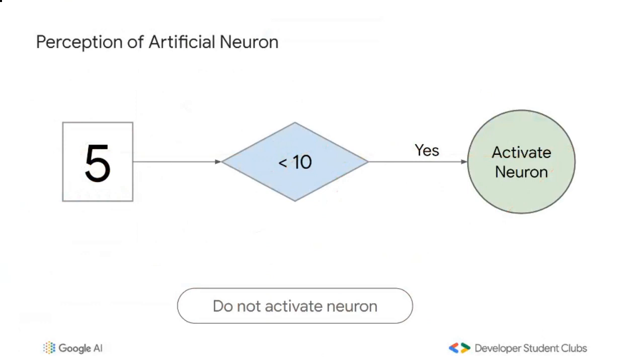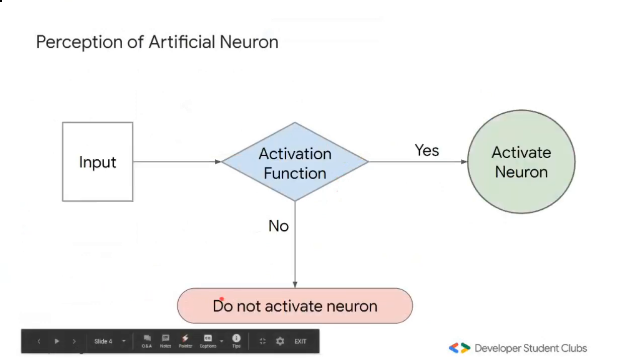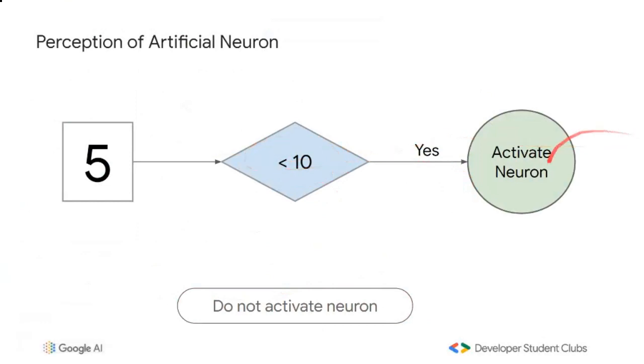Great. So let's take another example of 5 as an input. If 5 is less than 10, yes, it is. We will activate the neuron. If it is not, then we do not activate the neuron. So it is less than the threshold value, so we are activating the neuron. Here, activating means we are getting the right output from the neuron.